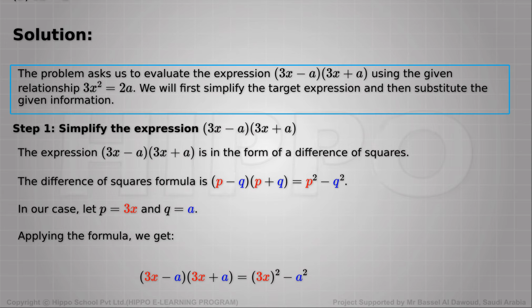First, we'll focus on the expression they're asking about: (3x - a)(3x + a). We'll simplify this as much as we can. Then, in our second step, we'll use the given equation, 3x squared equals 2a, to substitute and get our final answer. Let's begin with step 1.